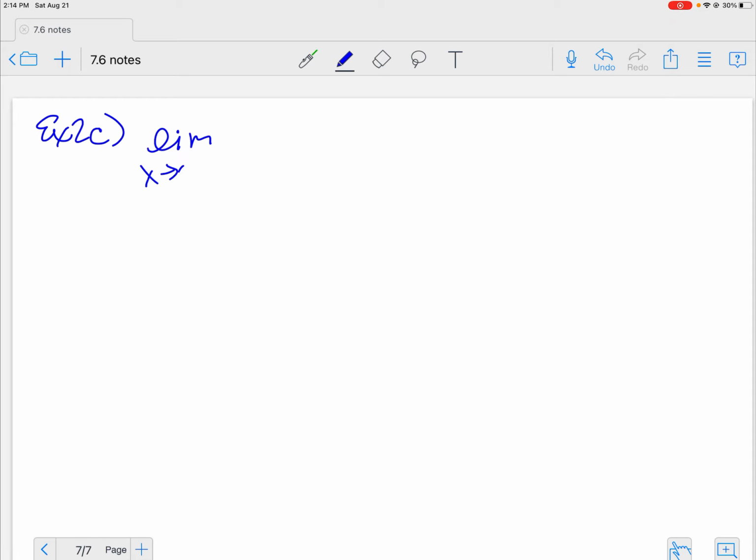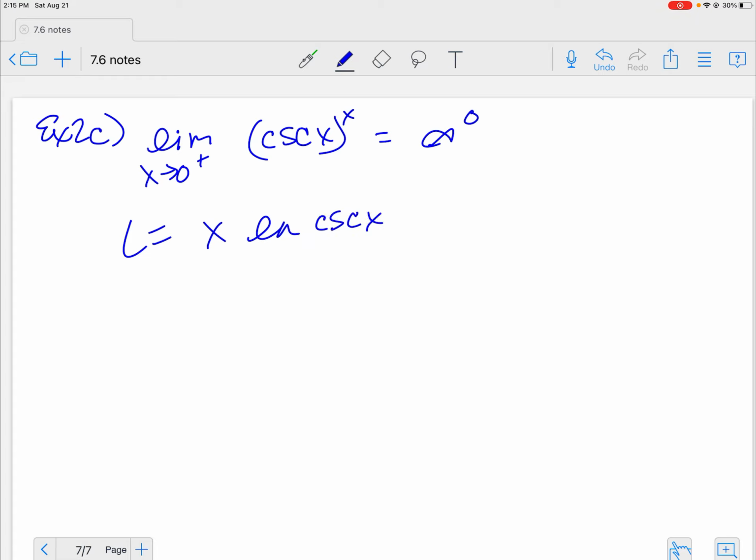We're going to take the limit as x approaches 0 from the right of cosecant x to the x. Yeah, trig. So 0 approaches from the right. There's an asymptote there, right? So it goes to infinity. And then 0 is my exponent, so infinity to the 0. There's my indeterminate form. Let's introduce natural log.